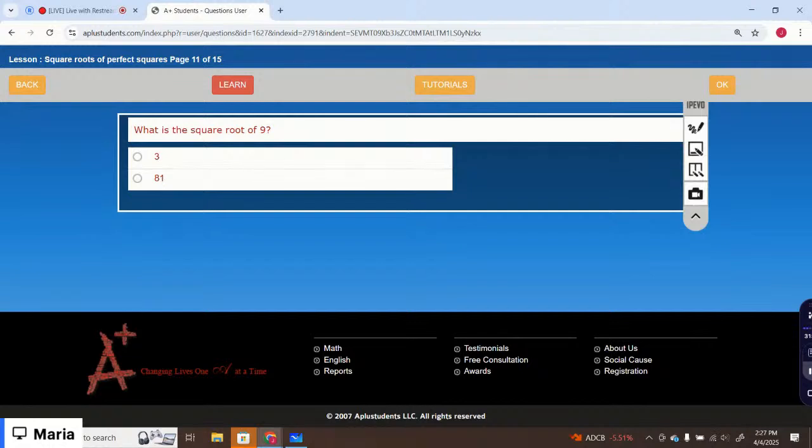What is the square root of 9? That is 3. Option number 1 is the correct option.